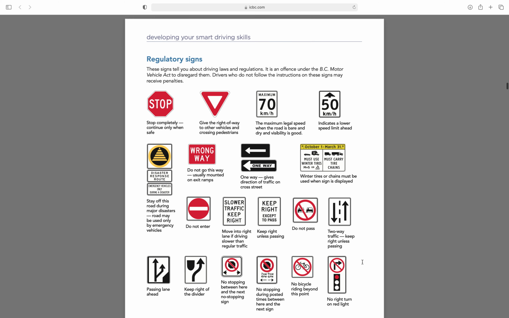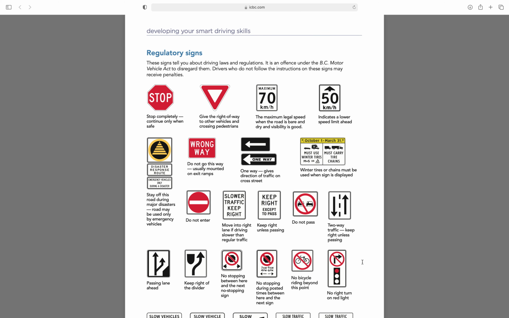So here are the regulatory signs. These signs tell you about the driving laws and regulations. It is an offense under the BC Motor Vehicle Act to disregard them. Drivers who do not follow the instructions on these signs may receive penalties. And so that's just with a police officer, right? If they catch you breaking the law, of course, they're going to give you a fine or a warning.